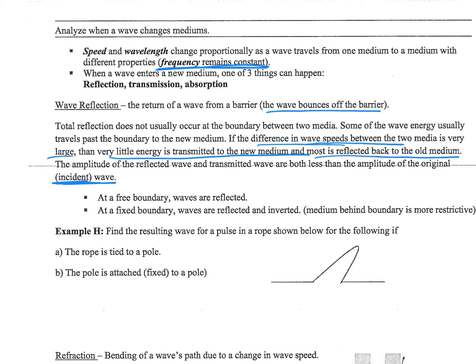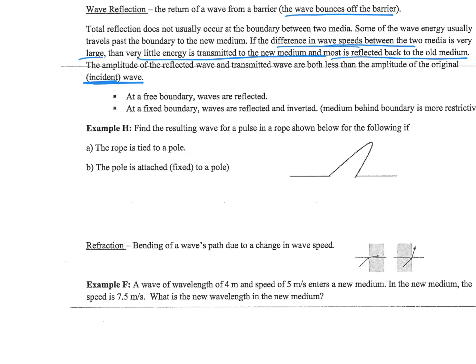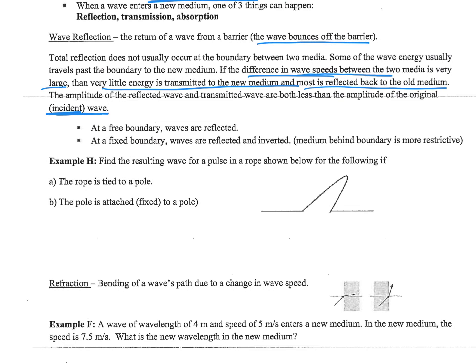So, at a free boundary, waves are reflected. At a fixed boundary, waves are reflected and inverted. What does it mean if it's inverted? That's exactly it. So if it is a free boundary, in other words, if the end can move, that's what we mean by free.